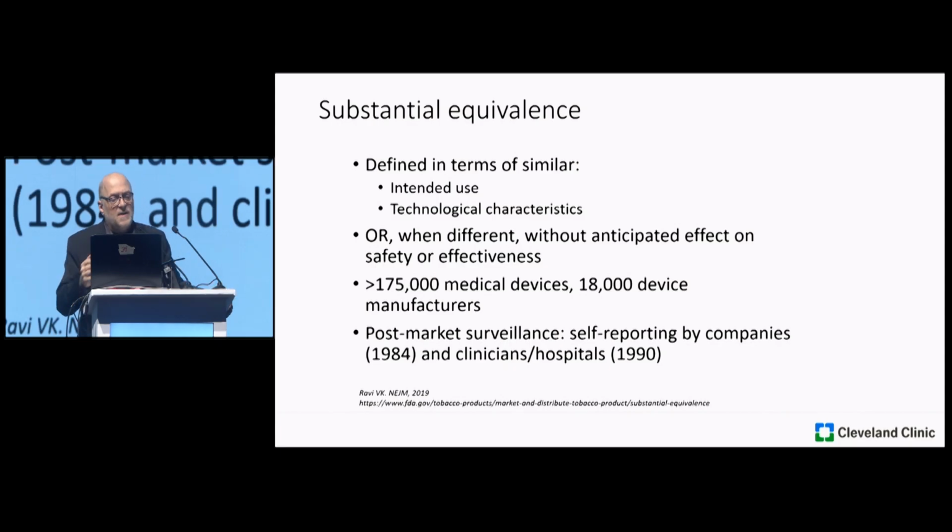Substantial equivalence is defined in terms of similar intended use and technological characteristics, or if either of these two is different, without any anticipated effect on safety or efficacy. In the US, over 175,000 medical devices and 18,000 manufacturers have used the 510K process. The 510K really only requires post-market surveillance to ensure safety. This is done through self-reporting by companies, and in 1990, the FDA allowed clinicians and hospitals to report as well.